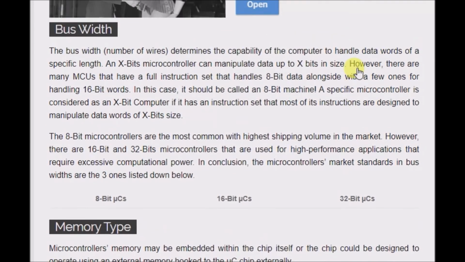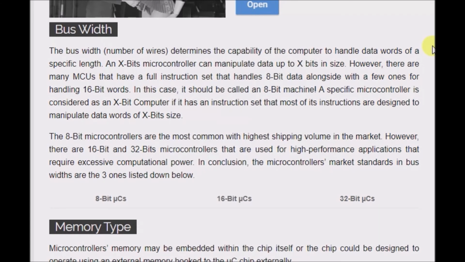Bus width. The bus width, the number of wires, determines the capability of the computer to handle data words of a specific length. An X-bit microcontroller can manipulate data up to X bits in size. However, there are many MCUs that have a full instruction set that handles 8-bit data alongside a few instructions for handling 16-bit words. In this case, it should be called an 8-bit machine. A specific microcontroller is considered an X-bit computer if most of its instructions are designed to manipulate data words of X bits size.